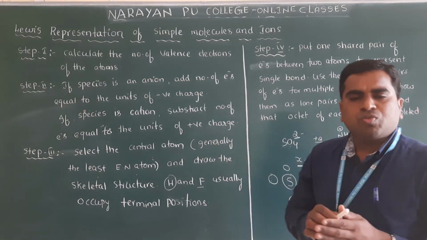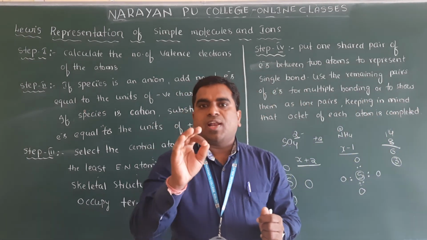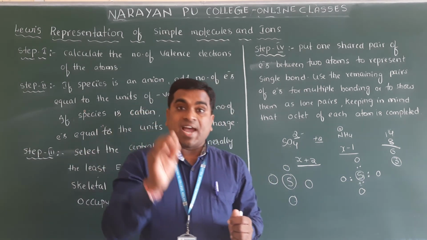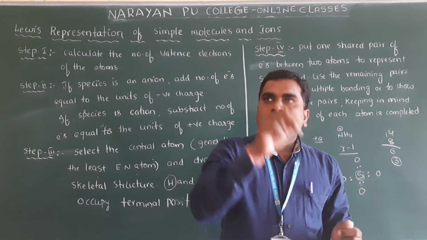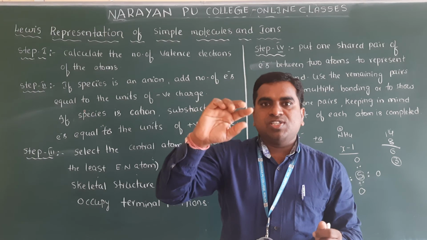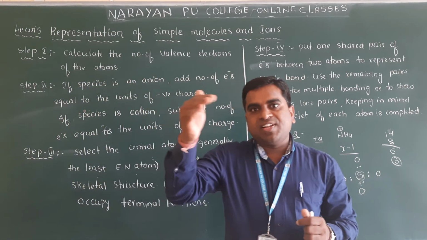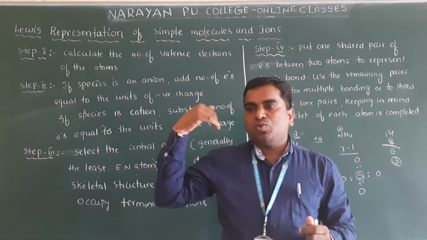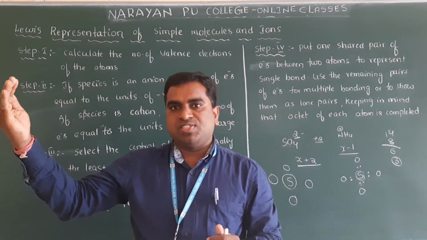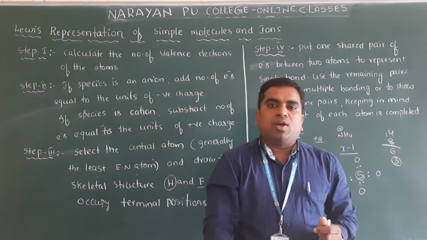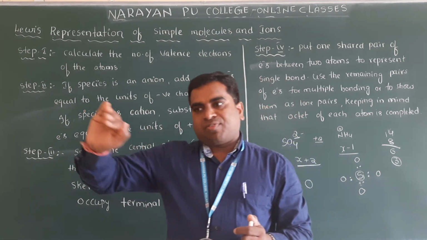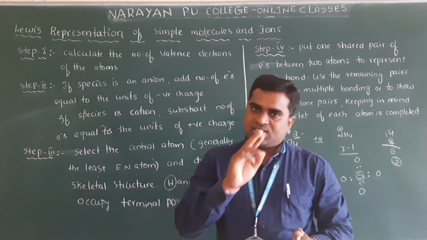First, we have to calculate the total number of valence electrons for each atom. If it is an anion, see how much negative charge is there, and add those many electrons to the valence electrons. If it is a positive charge, see how many units of positive charge are there, and subtract those many from the total number of electrons. That is the second point.